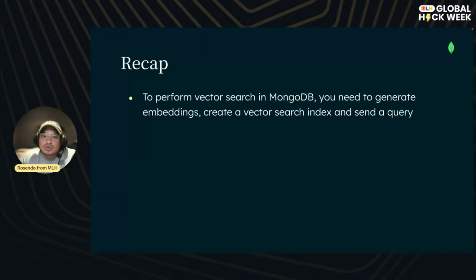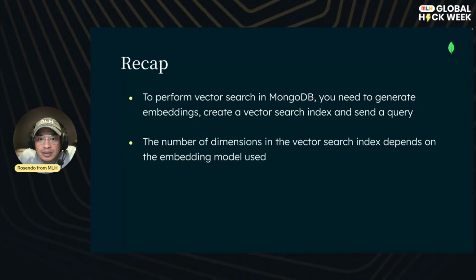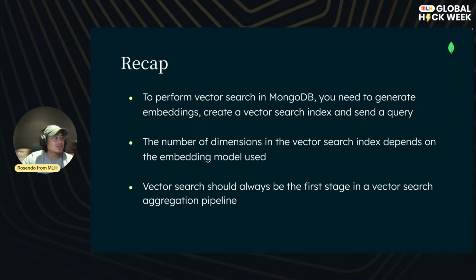All right, let's recap. To perform vector search in MongoDB, you need to generate embeddings, create a vector search index, and then send the query. The number of dimensions in the vector search index depends on the embedding model that you use. And the vector search should always be the first stage in a vector search aggregation pipeline.